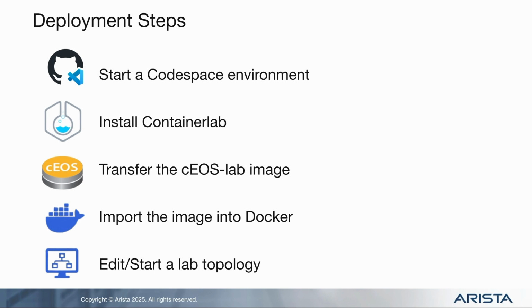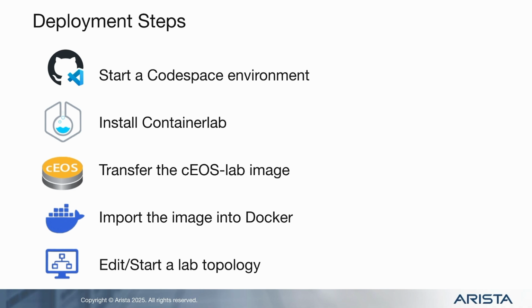So in order to deploy such an environment, the overall steps are, first of all, start a Codespace environment. Then you can install Containerlab, and transfer the cEOS-lab image or any other image you want to use. Some images can actually be downloaded automatically by Containerlab, but that's something we're going to talk about a little bit more later on. Then after transferring the cEOS image to your container, we now need to import that into Docker. And finally, we'll be able to create and edit our lab topologies and also start our lab environments using Containerlab.